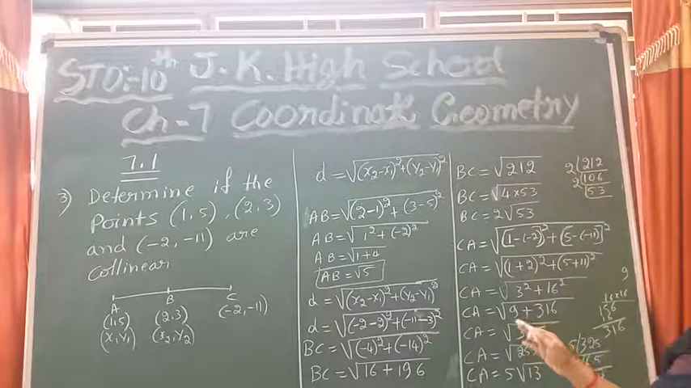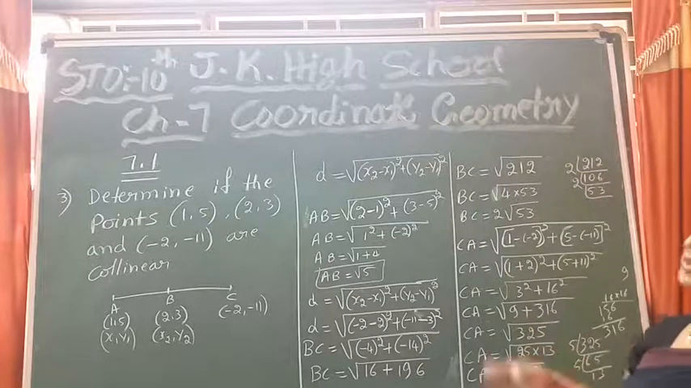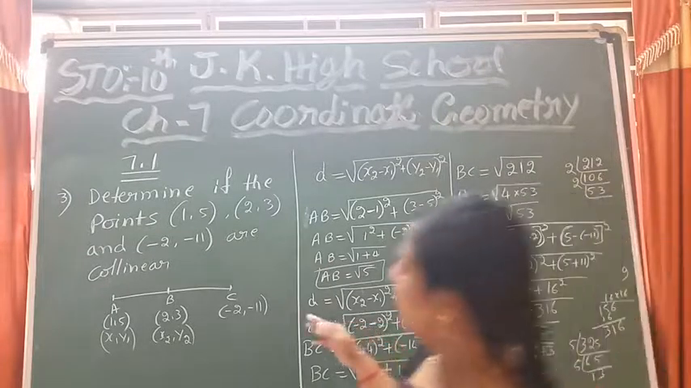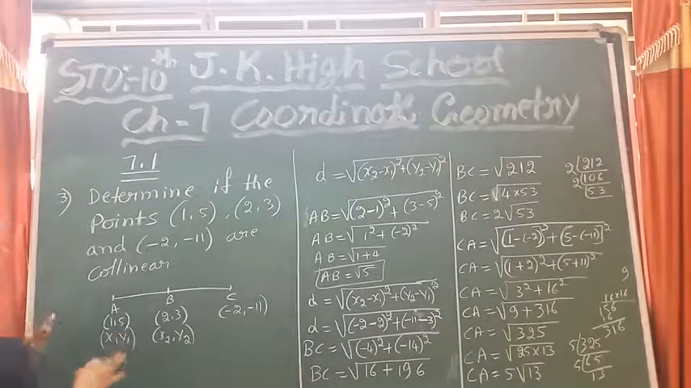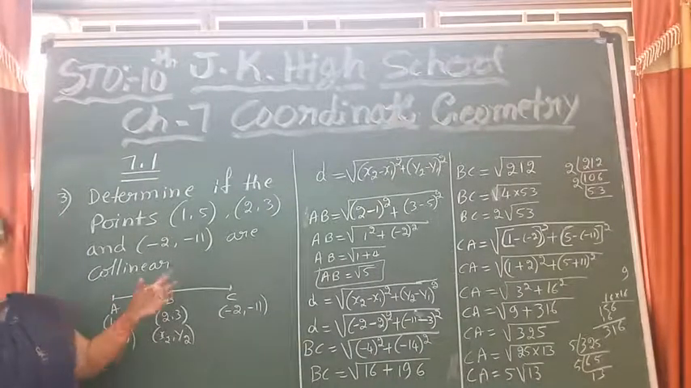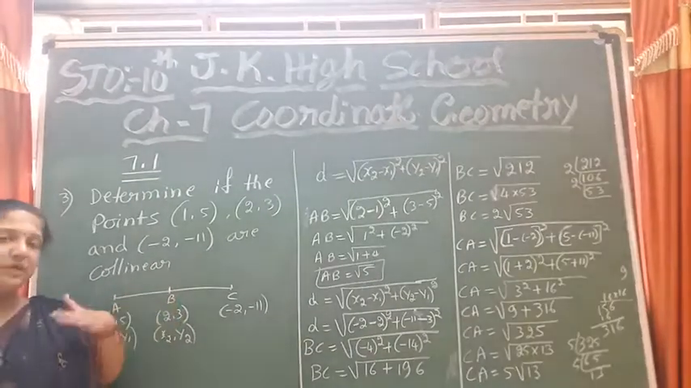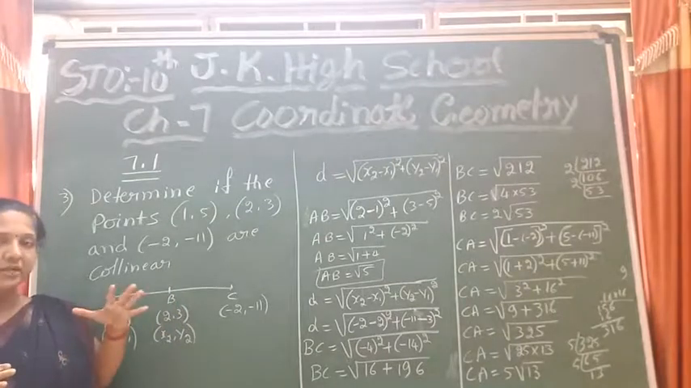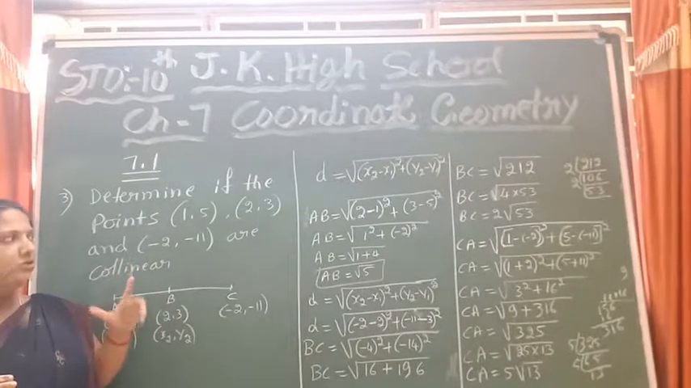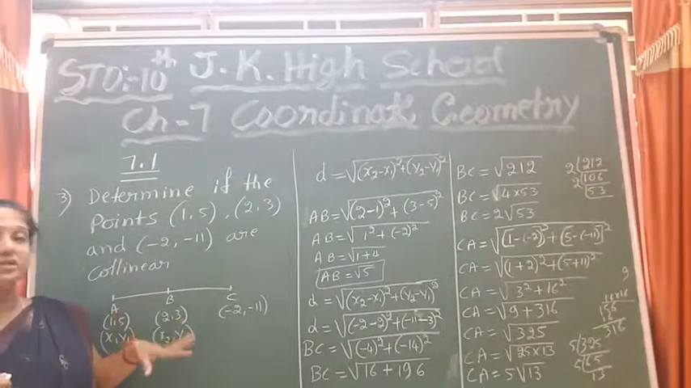Write down this much now children, I am going to continue. Determine if all these 3 points are collinear or what. What is the meaning of that? 3 points are there, they are collinear means they should come in one straight line. If they are not collinear, they are not going to come in one straight line. So I have to check now whether these 3 points are collinear or what.